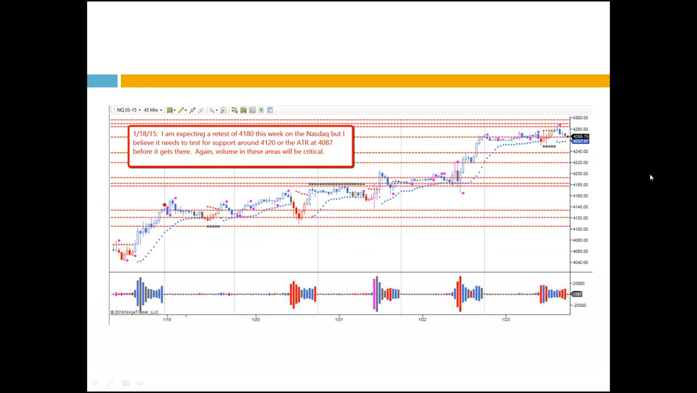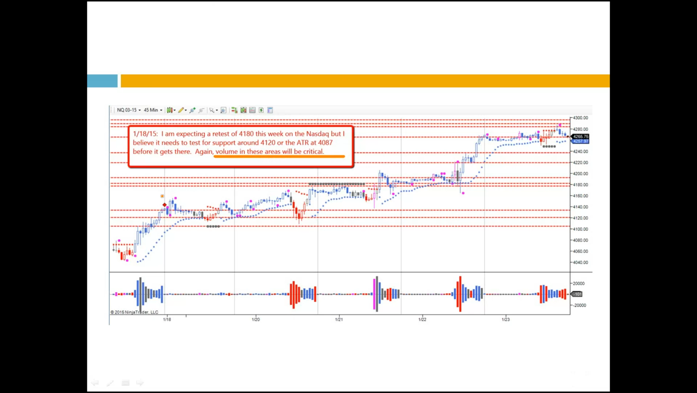Okay, on the Nasdaq, I'm expecting a retest of 4180 this week. I believe it needs to test for support around 4120 or the ATR at 4087, okay? Again, volume in these areas are critical, okay? So if you didn't know where to read the volume, I just told you where to read it, okay?